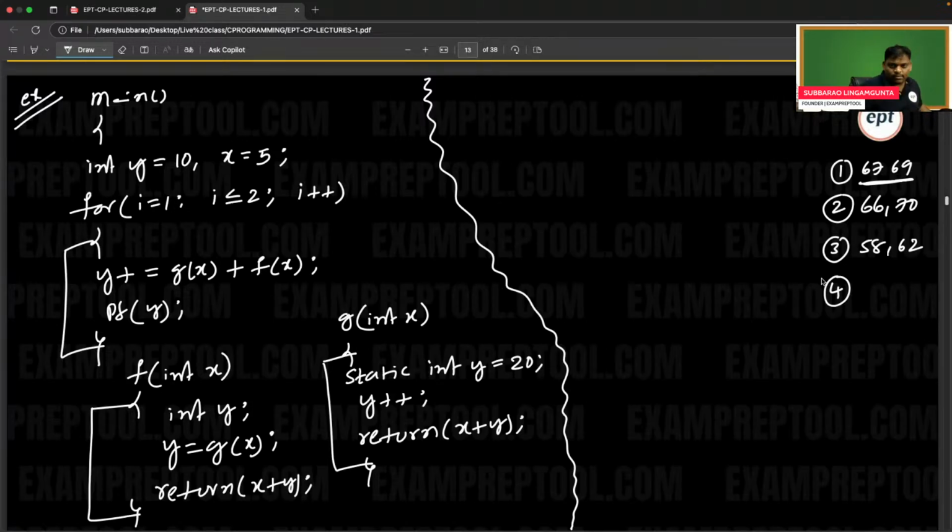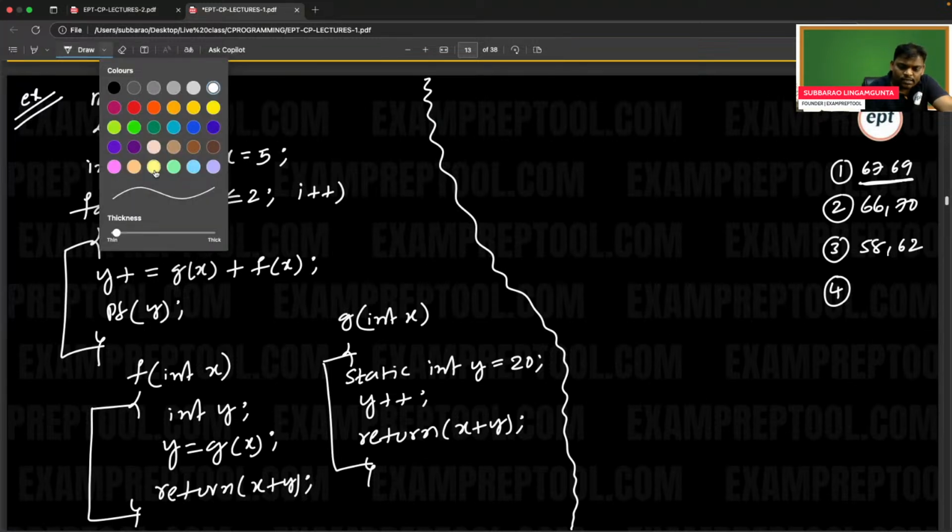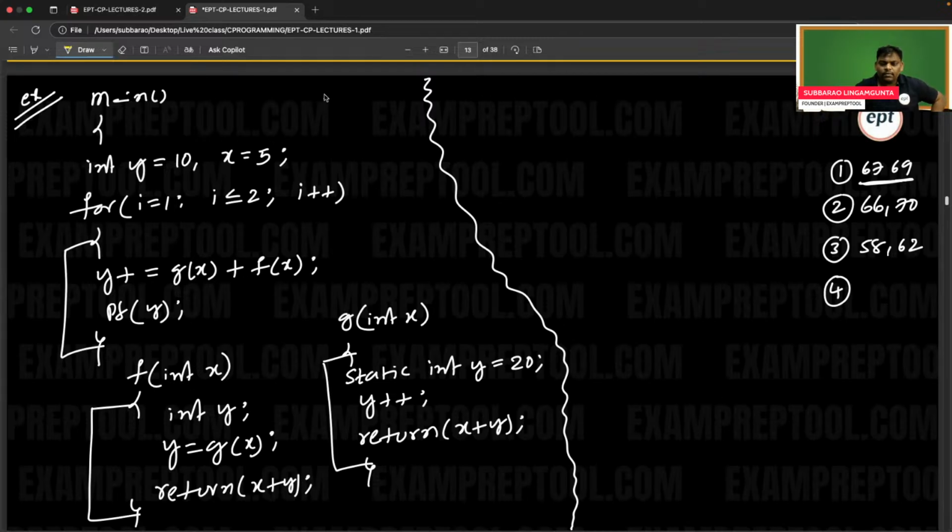No one is responding. Okay, let's see the answer. Some people have given the answer. Everyone see this one. It is the static variable. Listen, static memory. Lack of space I am managing, so it is a static area. Everyone observe, this is the static area.